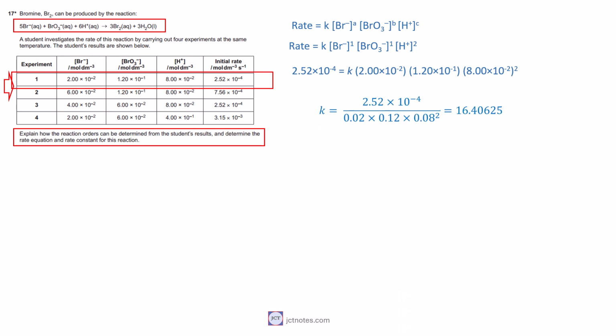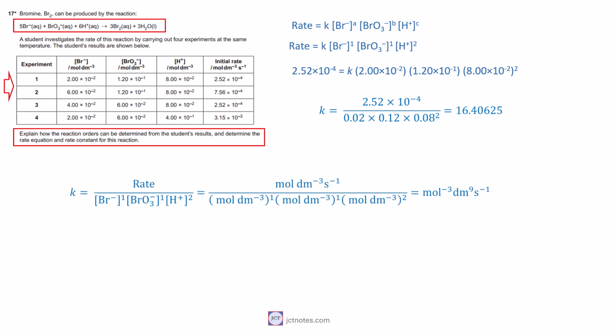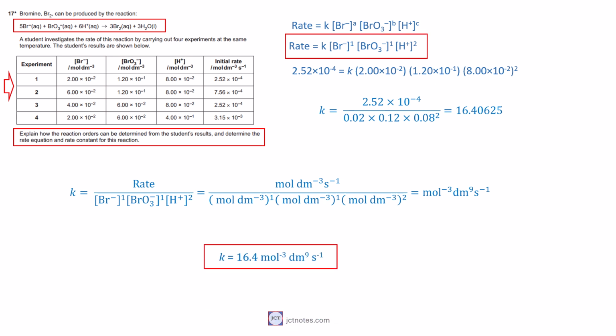To finish the exercise, we need to calculate the units of K. We use the rate equation, making K the subject and replacing the relevant units. We get mol to the power of -3 times dm to the power of 9 times s to the power of -1. With this, we have the value of K and the rate equation.